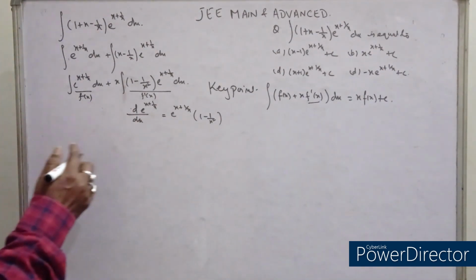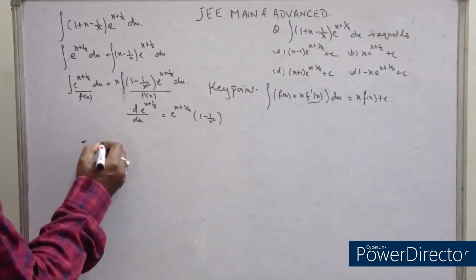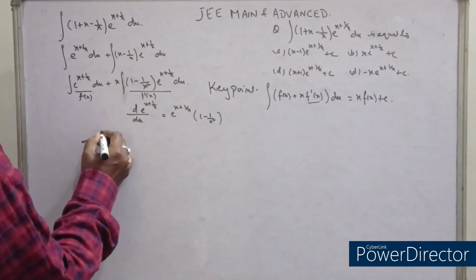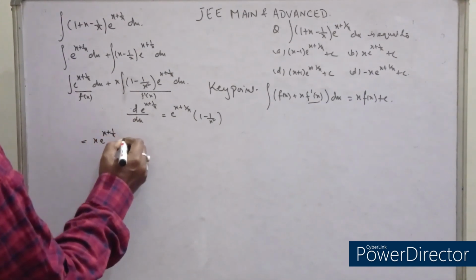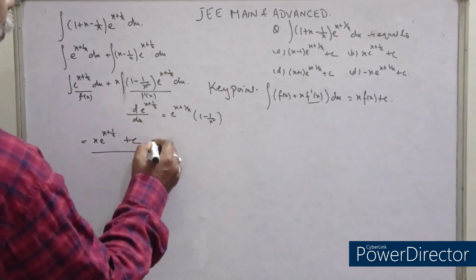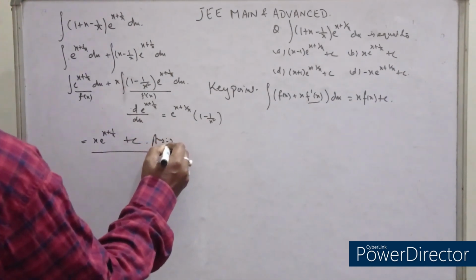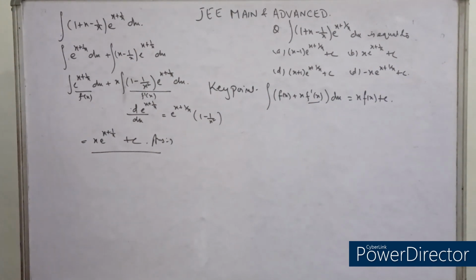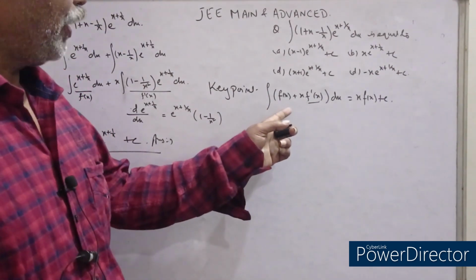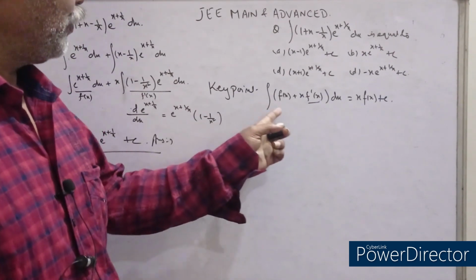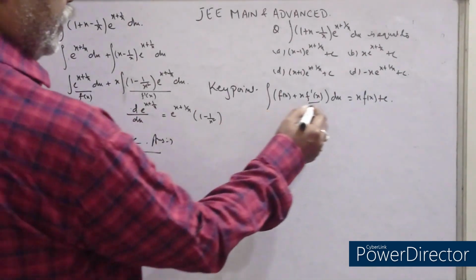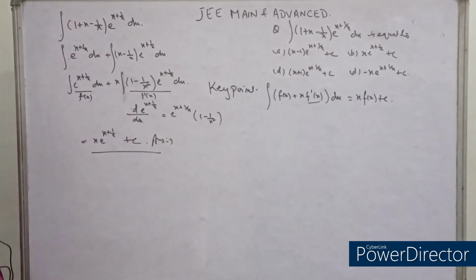So your answer will be x into f x, and f x is e to the power of x plus 1 by x, plus c. So this is your answer. So your option B is your answer. Such type of key points you must remember while solving it. This is an important key point for integration. And this is your answer.